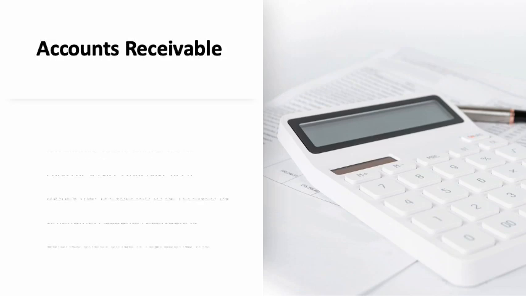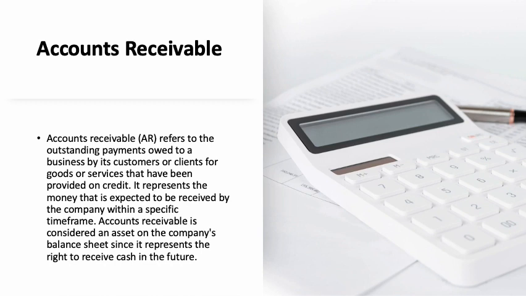Next step of O2C is accounts receivable. Accounts receivable, AR, refers to the outstanding payments owed to a business by its customers or clients for goods or services that have been provided on credit. It represents the money that is expected to be received by the company within a specific time frame. Accounts receivable is considered an asset on the company's balance sheet since it represents the right to receive cash in the future.